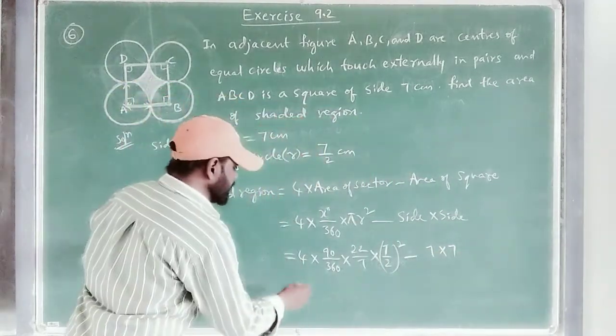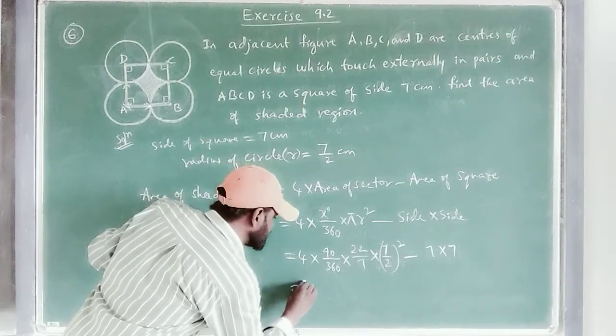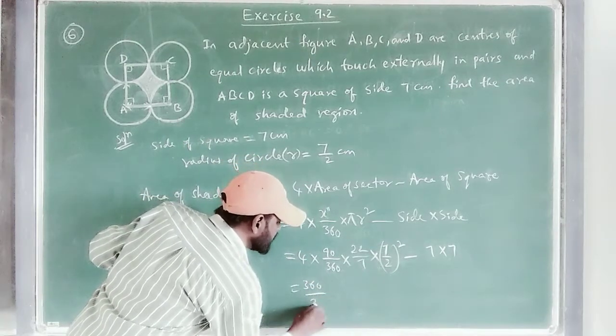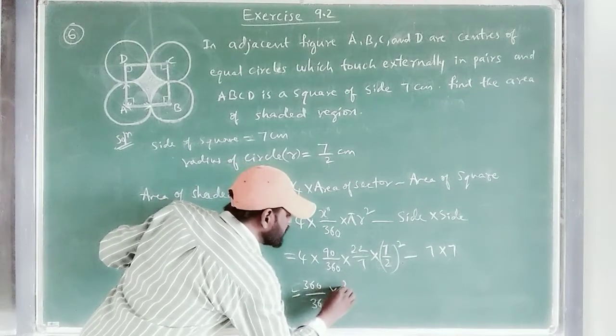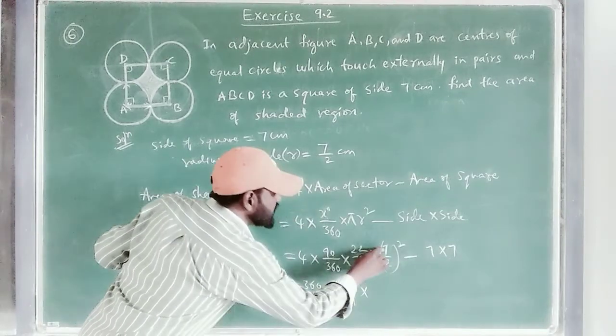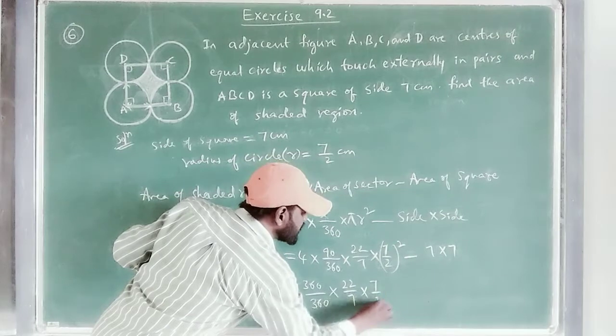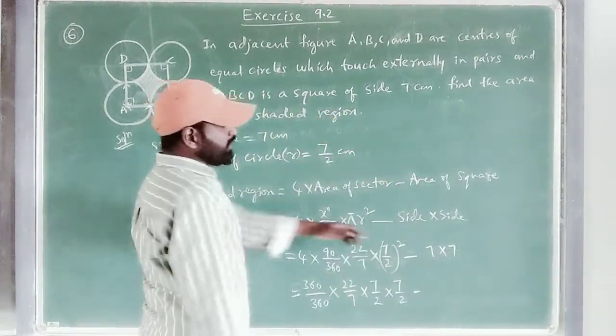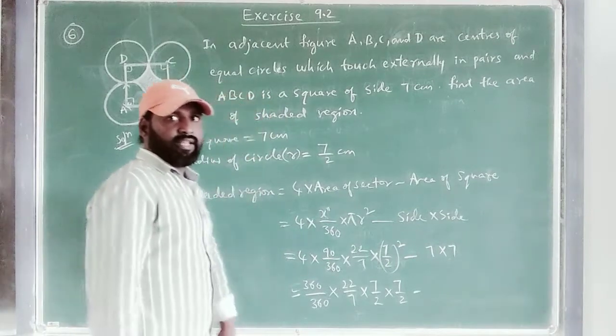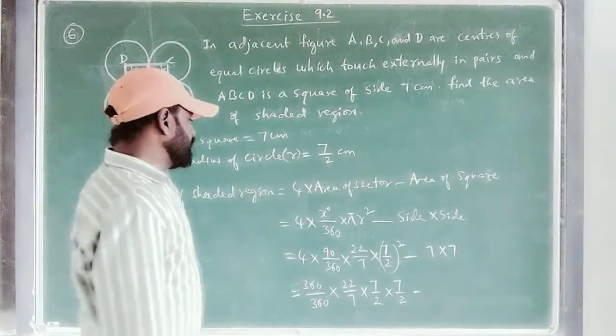Now simplification. Say 4 into 90 which is 360, again 360 by 360, into 22 by 7 as it is. Here the 7 by 2 square is there. So 2 times 7, 7 into 7. How much is it? 49, right? 7 into 7, 49.